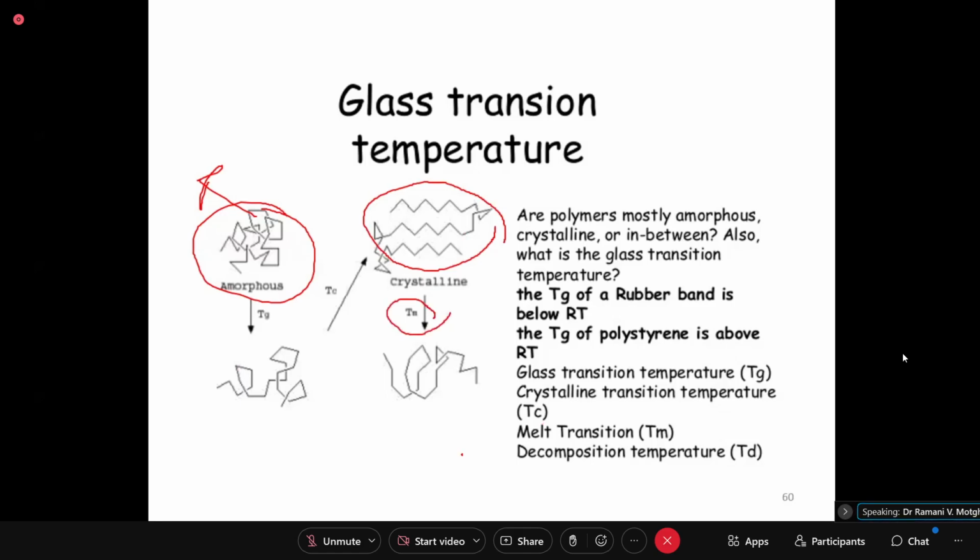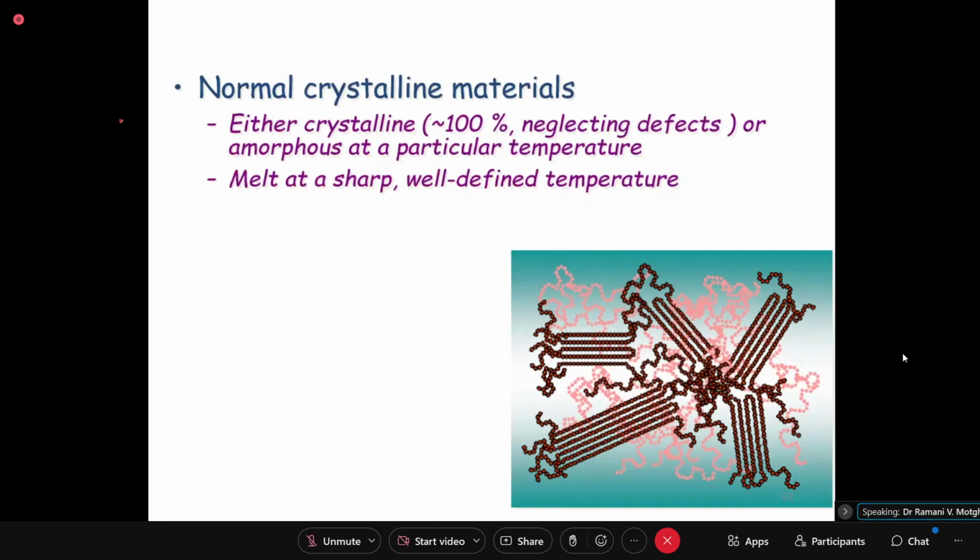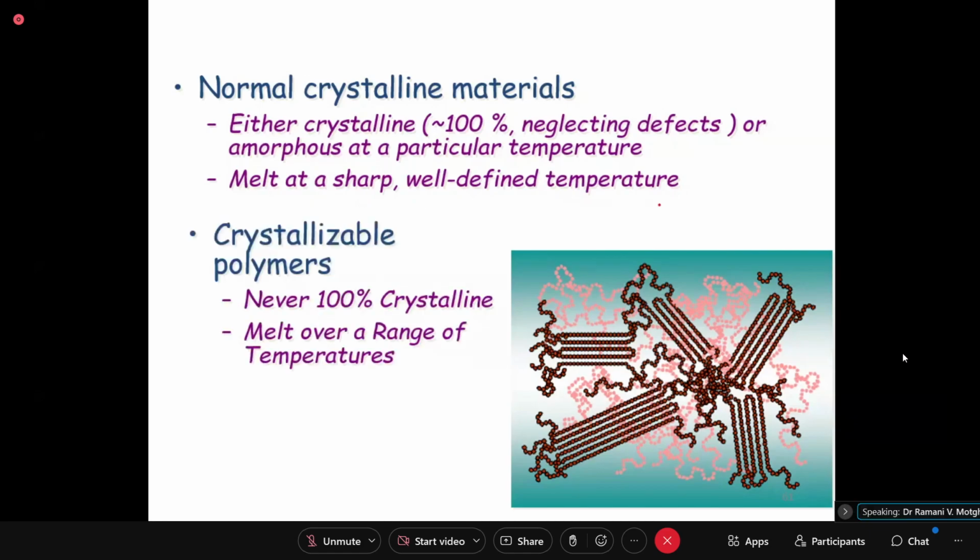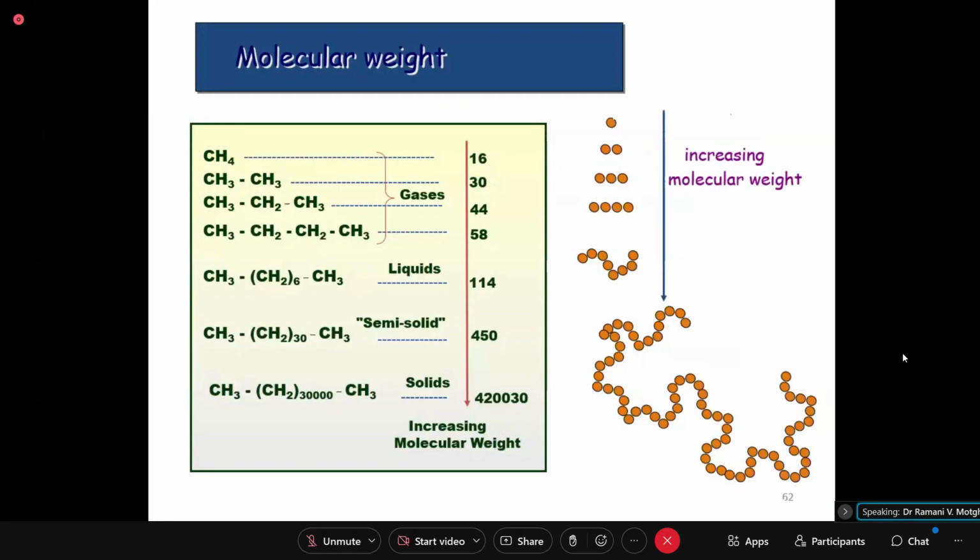So that itself is clear from the crystallinity. Okay, a normal material, either crystalline or amorphous, melts at a particular, sharp, well-defined temperature. Crystalline polymers are never 100% crystalline, and they melt over a range of temperature.